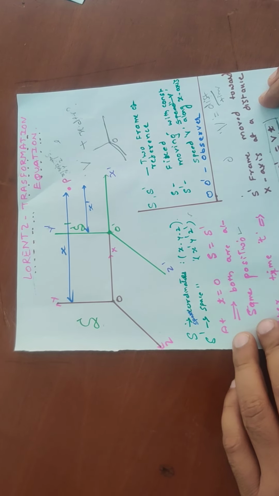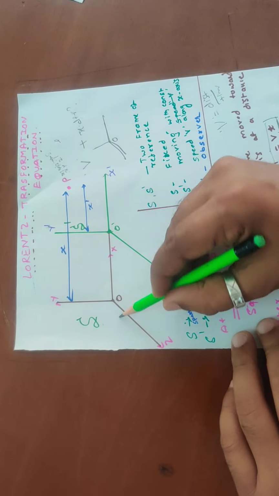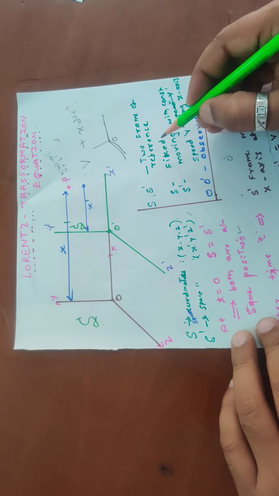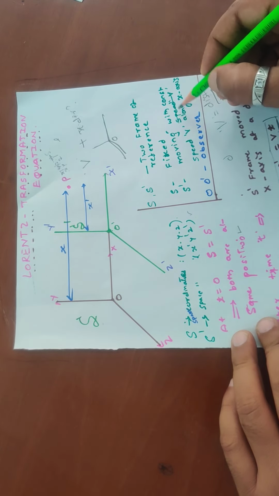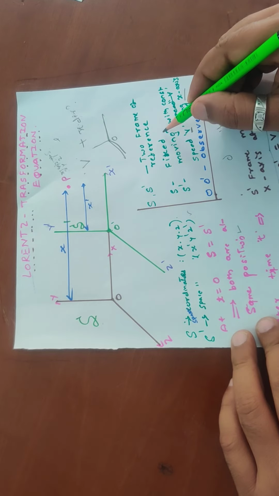Lorentz transformation speaks about position and time related with respect to the S and S dash frame. Got it? So here I am considering two frames of reference, and S dash is moving with what velocity? Constant velocity v along the x axis, and also S is fixed.